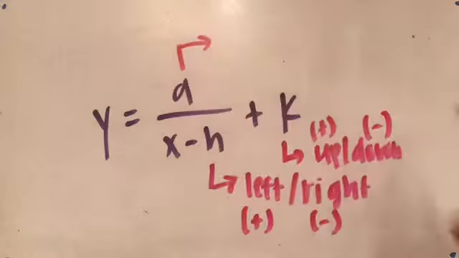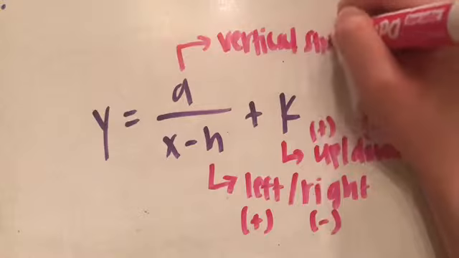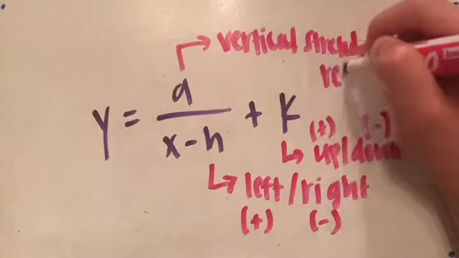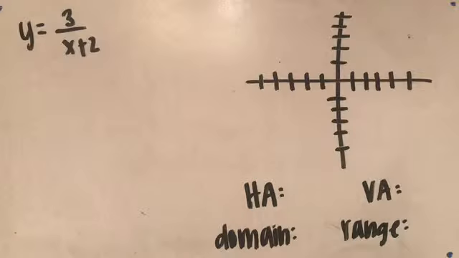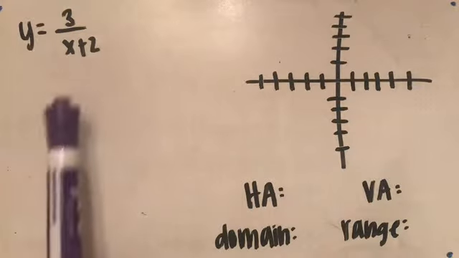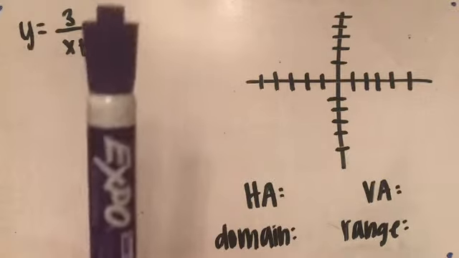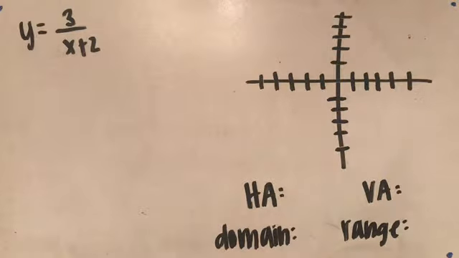a should give the graph a vertical stretch, or a reflection across the x-axis. For this function, we have y equals 3 over x plus 2. Knowing our transformation form, we know that this function will give us a vertical stretch of 3, and it will translate the graph 2 units to the left.